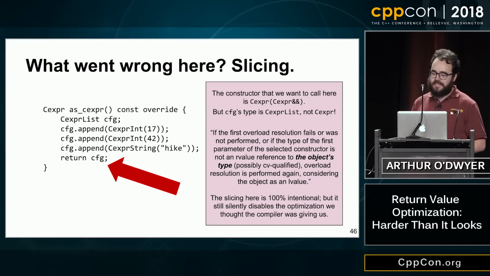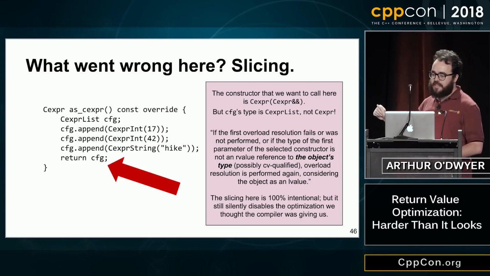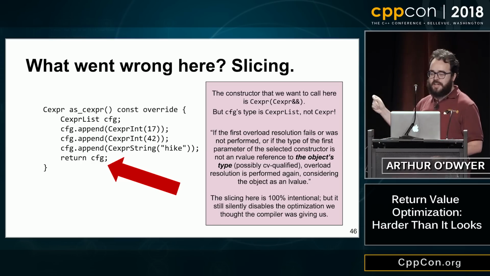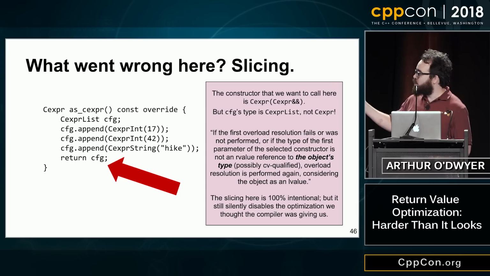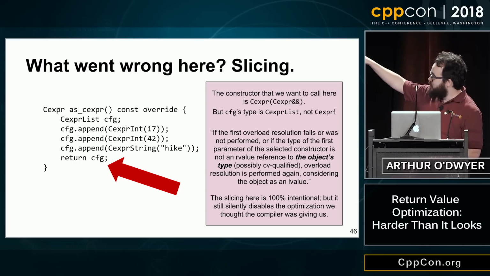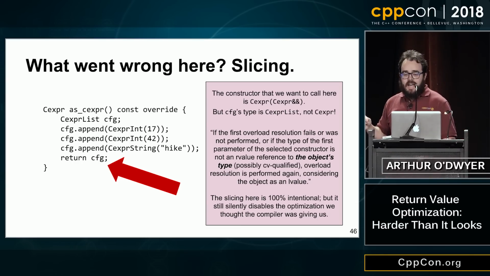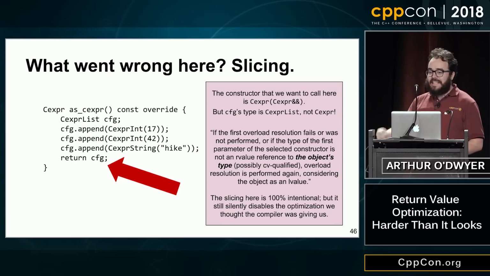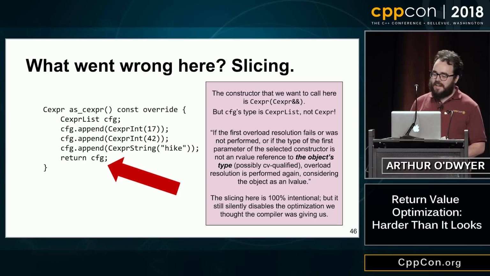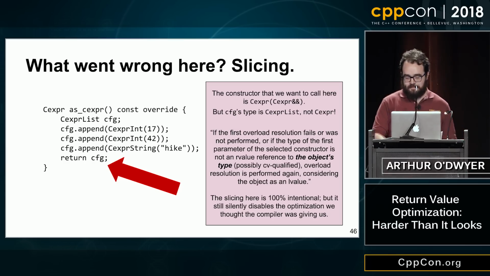So what went wrong here was slicing. Right? We have the sexpr list, and the constructor that we want to call here is the move constructor of Cexpr. But CFG's type is Cexpr list, and so the constructor that we find with overload resolution when we try to move out of CFG is Cexpr of Cexpr ref, and that type is not Cexpr list ref, it's Cexpr ref. It's a base class. And so it is not exactly the object's type, and so the compiler does not do the optimization.